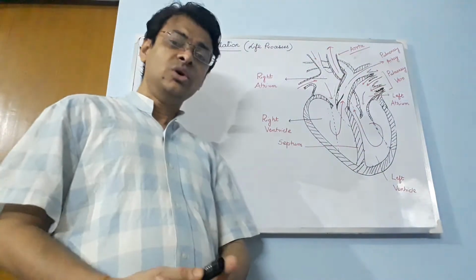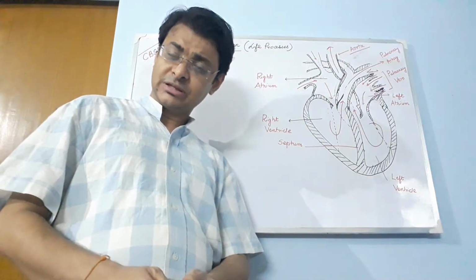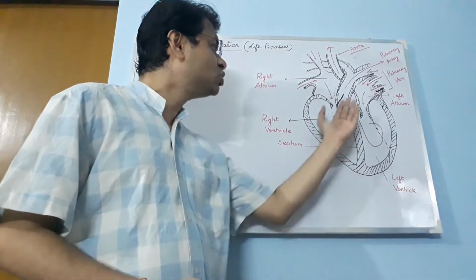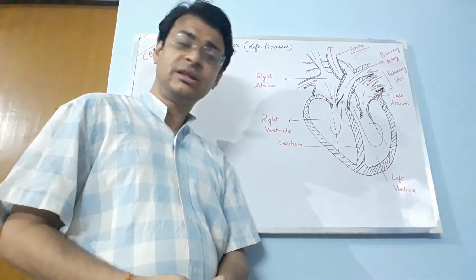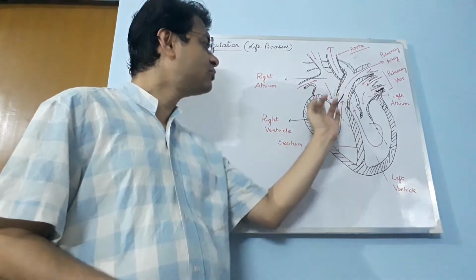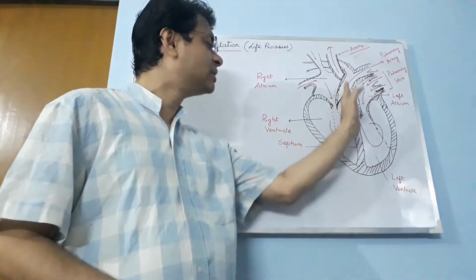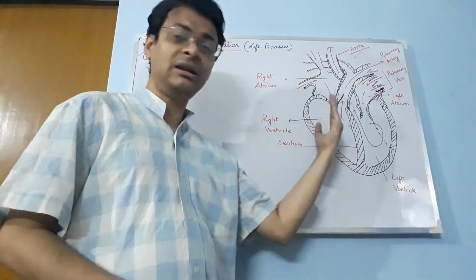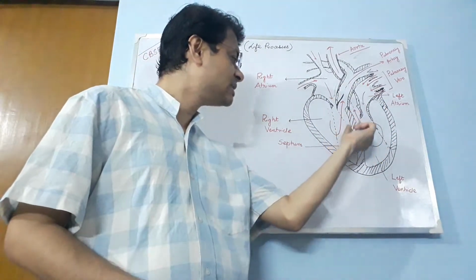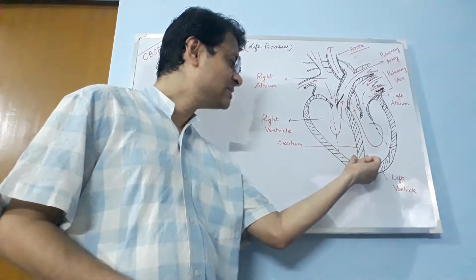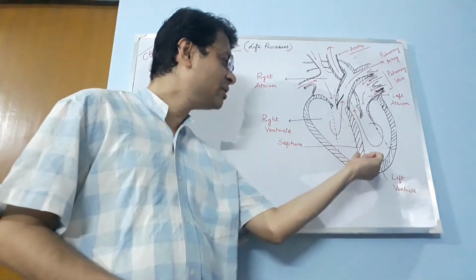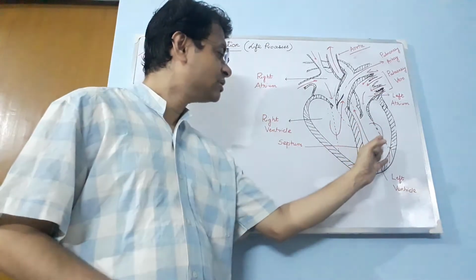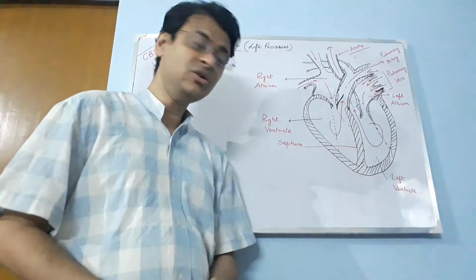Now, the heart is made up of cardiac muscles. You have read this in your earlier classes. There are 4 chambers, and the heart is broadly divided into 2 parts: the right part and the left part. This is the separating wall, which we call the septum. It is the dividing wall between the two ventricles.